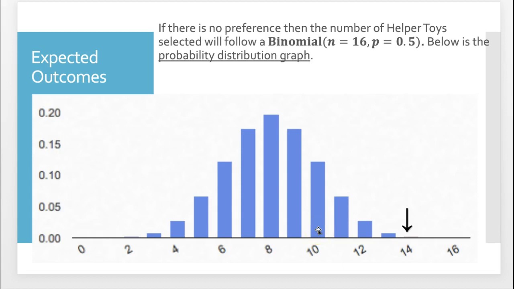What I want to do is say, if there's no preference, and we just observed this by random chance, what's the chance of us observing that? So 14 lands right here, and it almost looks like maybe an outlier, but it's definitely the largest value. So I want to find out, what's the chance of observing 14 given that there's no preference?